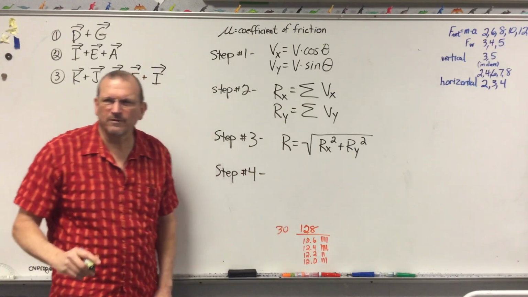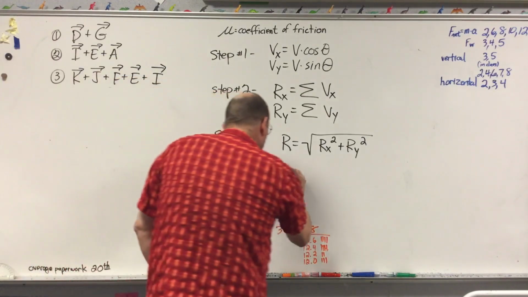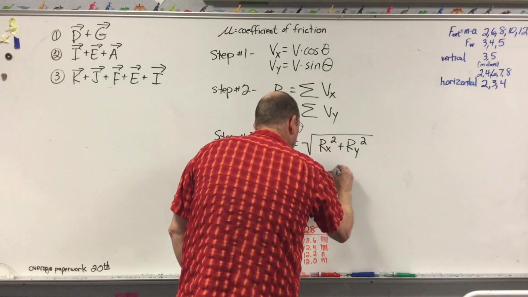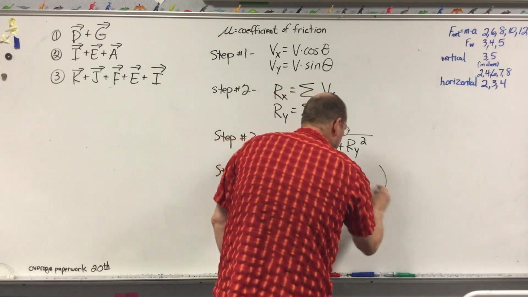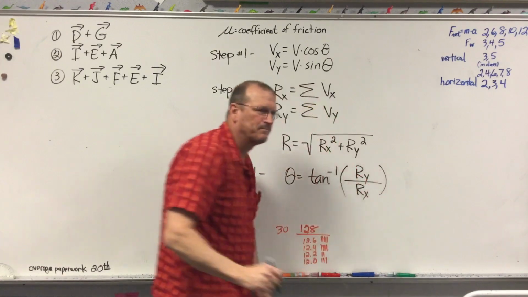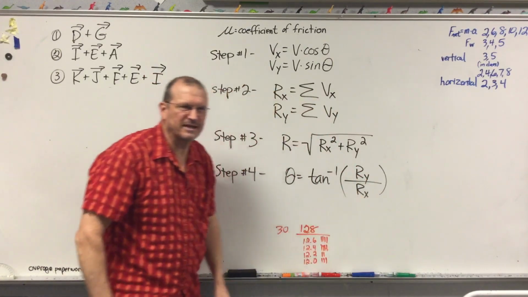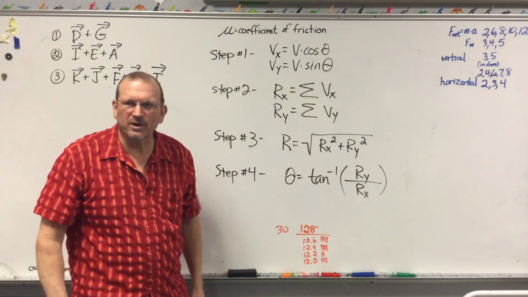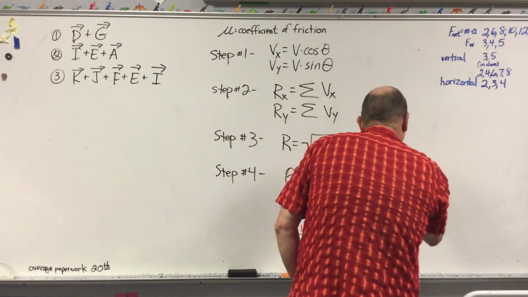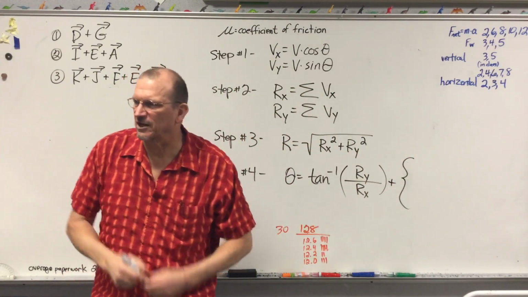And then, what was our step four? Theta equals arctan. It was the angle, and it was the arctangent, and it is always Ry over Rx. This is where we had a little bit of an issue, and this is where we're going to elaborate today to finish this off.